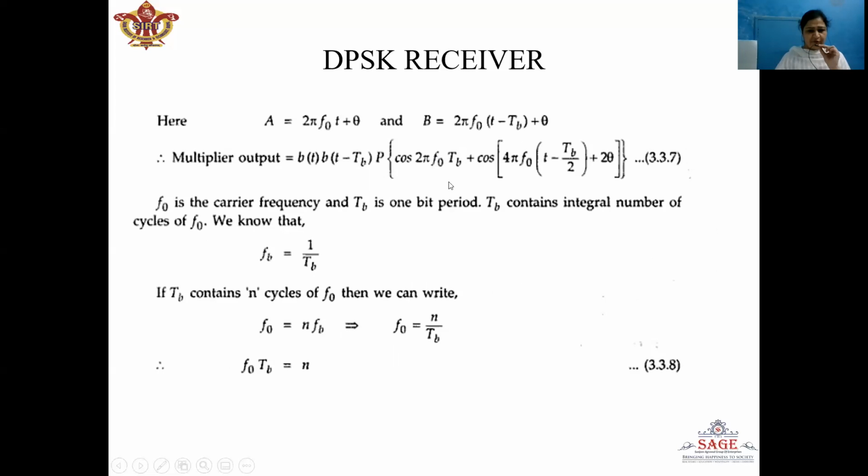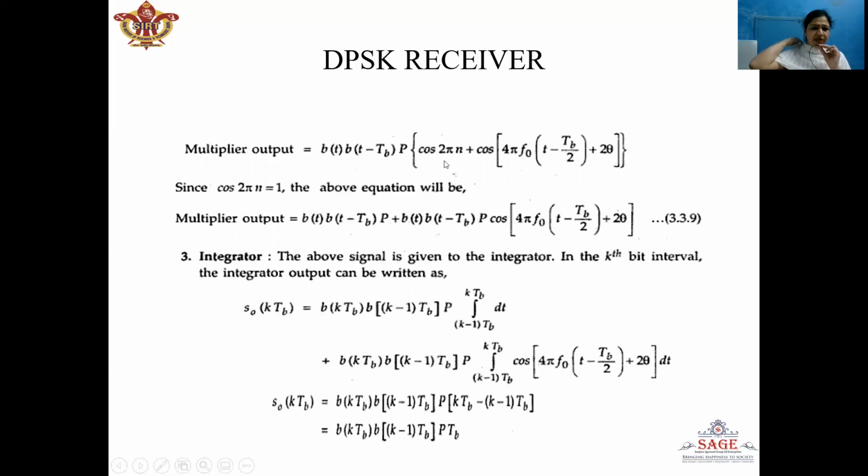Here we have already done f0 into Tb is represented by integer n. So I will substitute f0 into Tb as small n, and I will get cos 2 pi n here. We know that cos 2 pi n is given as 1. So cos 2 pi n will be written as 1, and this value will be 1. So the multiplier output will be given as this equation.